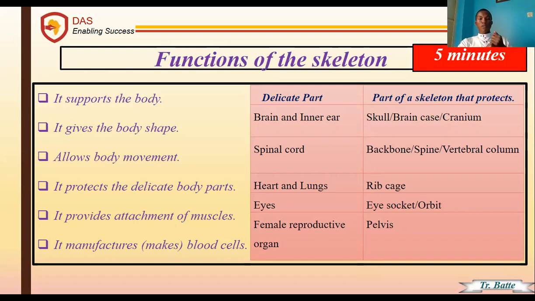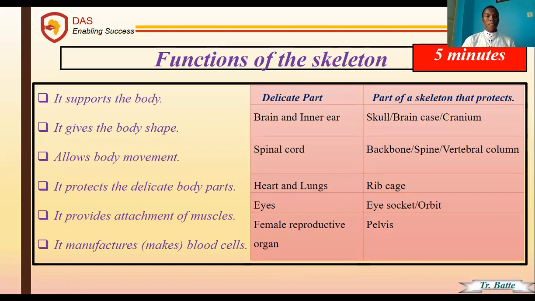The eyes are one of the other organs protected by the orbit, or rather eye socket. At this time, you know the orbit and the eye socket, not so? So the orbit is the part of the skeleton that protects the eyes. Lastly, the female reproductive organ. Don't say system, say organ, is protected by the pelvis. Yesterday we looked at the pelvic bone, or what we call the hip bone. It's called the hip bone or pelvic bone.